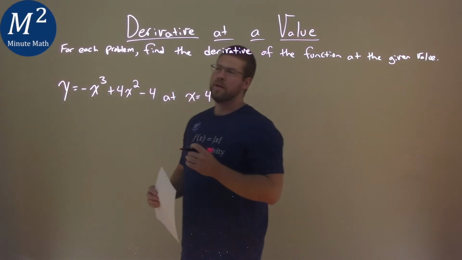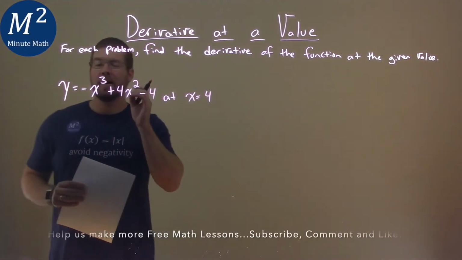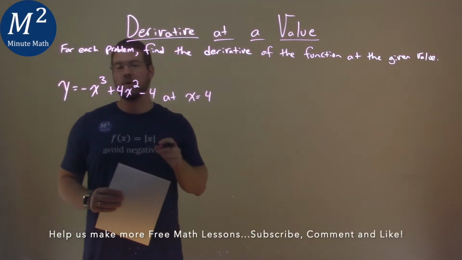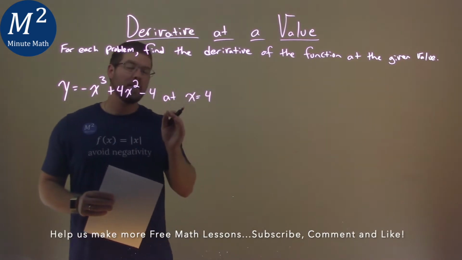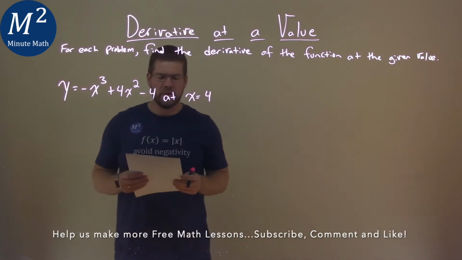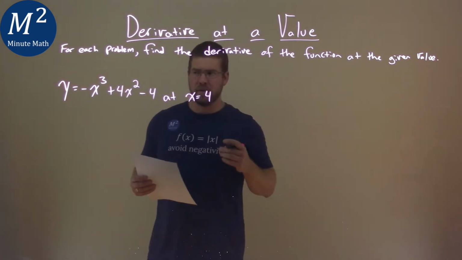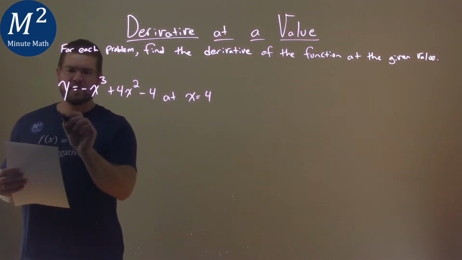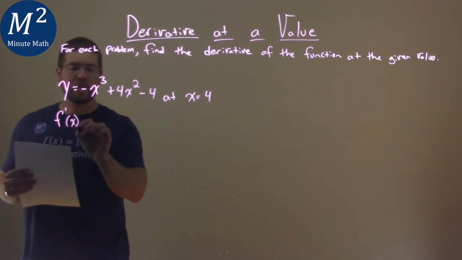We're given this problem right here, y equals negative x to the third power plus 4x squared minus 4, and we need to find the derivative of that at x equals 4. Well, the first thing I want to do is find the derivative. So let's call this f of x, and we want to find f prime of x. So what is it equal to?